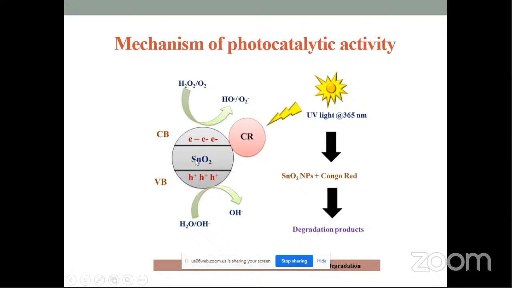So the hole, with high activity, can react with the hydroxyl groups or H2O adsorbed on the SnO2 surface and form hydroxyl radicals, which have strong oxidizing activity. And they act as the oxidizing agents and are responsible for the degradation. So this is very, very important.